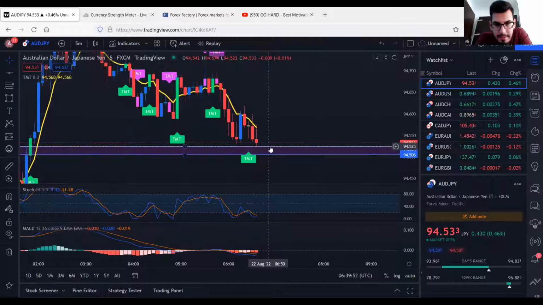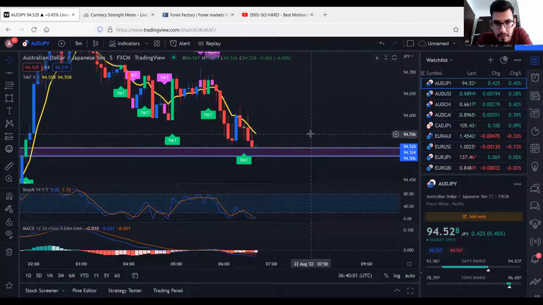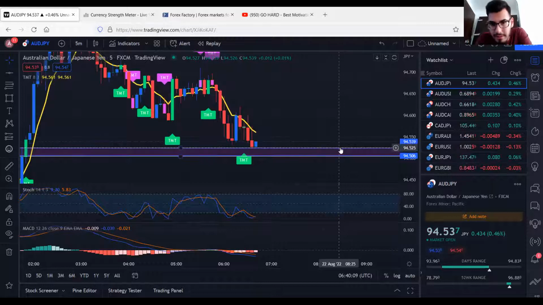Look at this. It did hit my area. So already now it's starting to bounce back up. Now look at this. Let's see what the market will do from there. If it will start bouncing back up because it did hit my area, ladies and gents. If you did have an entry here, you would be clearing it so far.